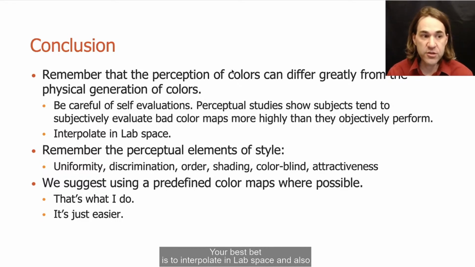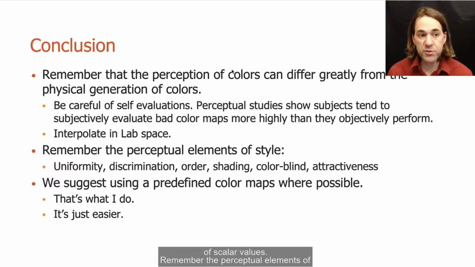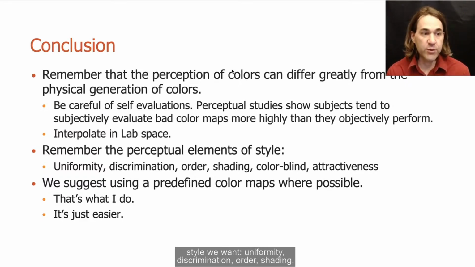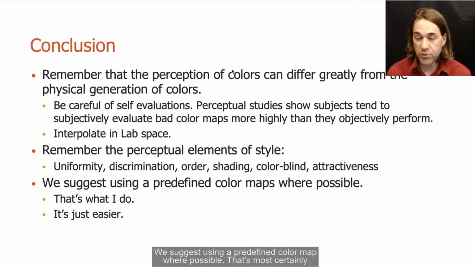Your best bet is to interpolate in LAB space and also to assign colors that are meaningful for different values of scalar values. Remember the perceptual elements of style. We want uniformity, discrimination, order, shading, be colorblind friendly, and make it attractive. We suggest using predefined color maps where possible.